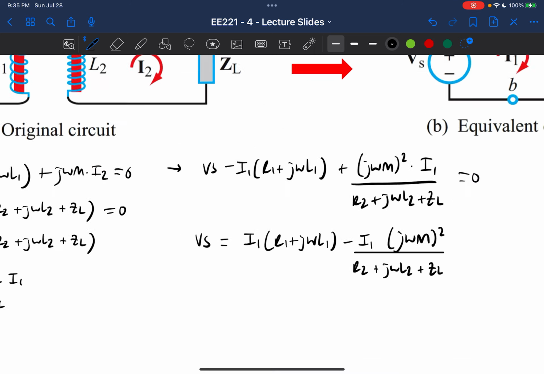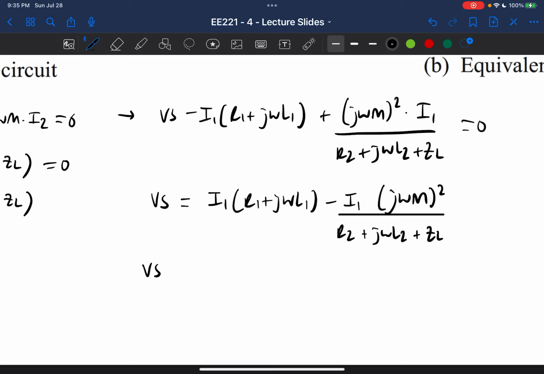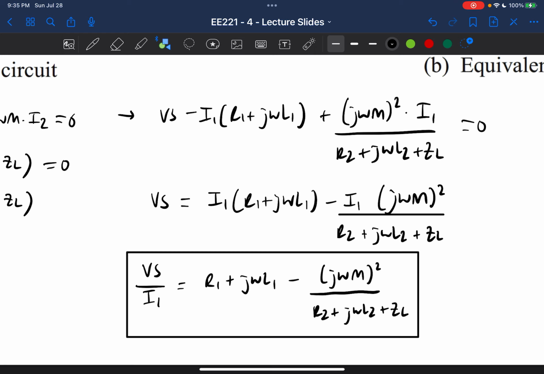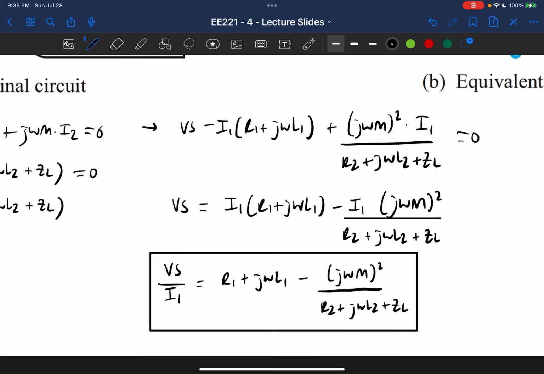And of course I can factor an I1 out of this and I just get Vs over I1 equals R1 plus jωL1 minus jωM squared divided by R2 plus jωL2 plus ZL. That right there is the input impedance of this transformer. Pretty hideous, if you ask me.